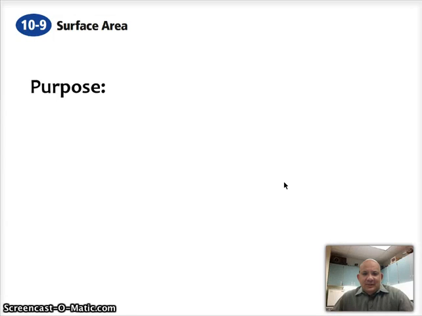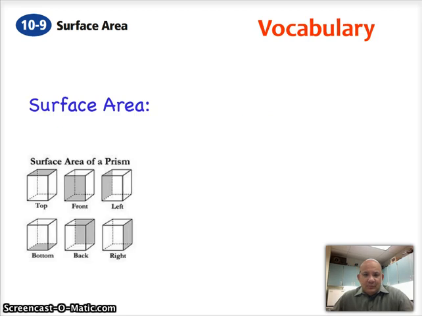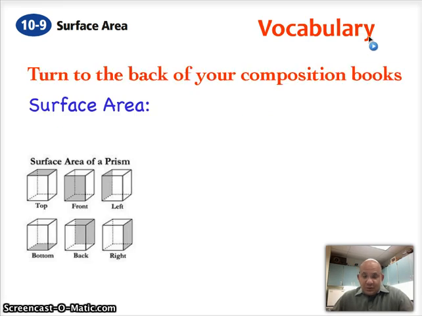Hi class. Today's lesson is on surface area, lesson 10-9. Our purpose for today is to find the surface area of prisms and pyramids. We have a couple vocabulary terms. So at this time, please turn to the back of your composition books.